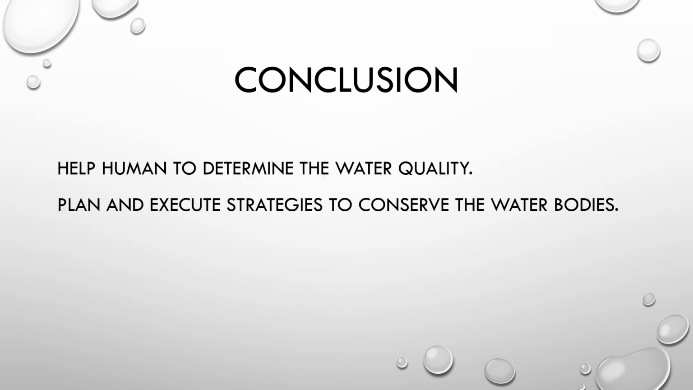In conclusion, these 7 methods will help humans to evaluate the various parameters that determine the water quality in freshwater and brackish water bodies. By measuring and monitoring the key indicators of the quality of water, researchers and environmentalists can plan and execute strategies to conserve the water bodies and encourage biodiversity.